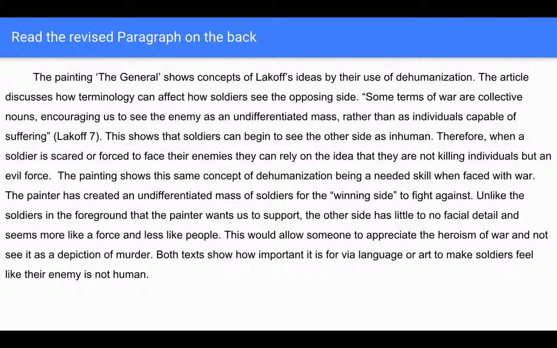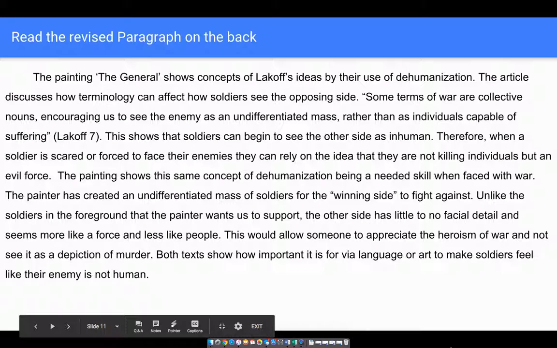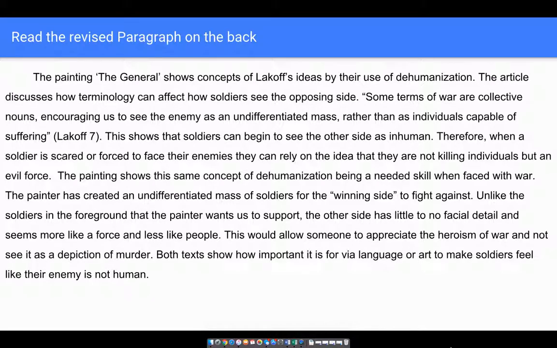The painting, The General, shows concepts of Lakoff's ideas by their use of dehumanization. The article discusses how terminology can affect how soldiers see the opposing side. Some terms of war are collective nouns, encouraging us to see the enemy as an undifferentiated mass rather than as individuals capable of suffering. This shows that soldiers can begin to see the other side as inhuman. Therefore, when a soldier is scared or forced to face their enemies, they can rely on the idea they are not killing individuals, but an evil force.